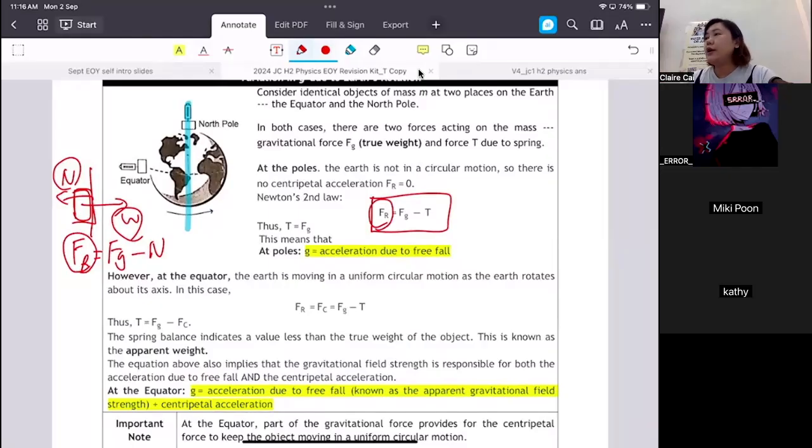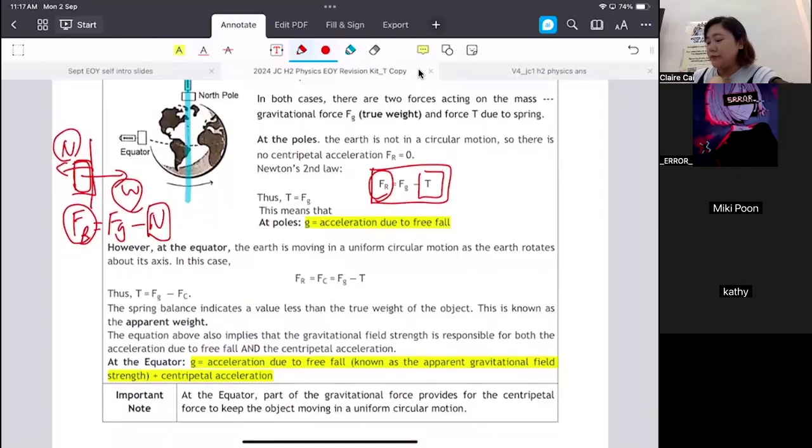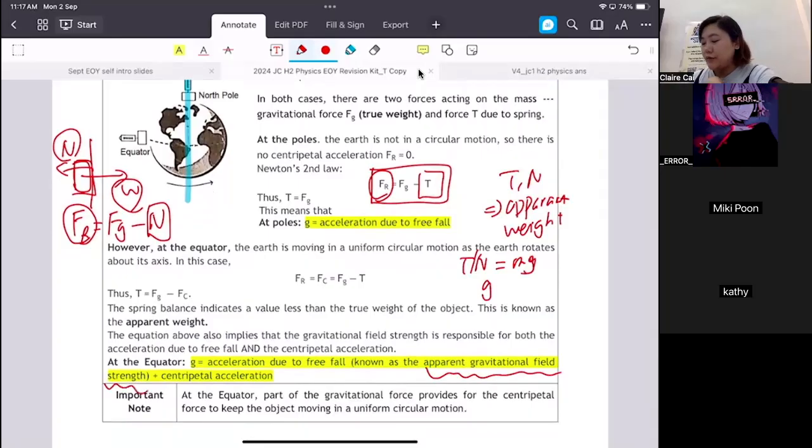In the lab or in an experiment, we are not measuring the weight. If you use a normal bathroom scale, we are measuring the normal contact force. If you use a spring balance, we are measuring the tension. Hence the value we measure will be slightly smaller than the actual weight. This T or N is what we call the apparent weight. If I let this equal mg, then this g is known as the apparent field strength. So the g calculated is not the actual gravitational field strength.